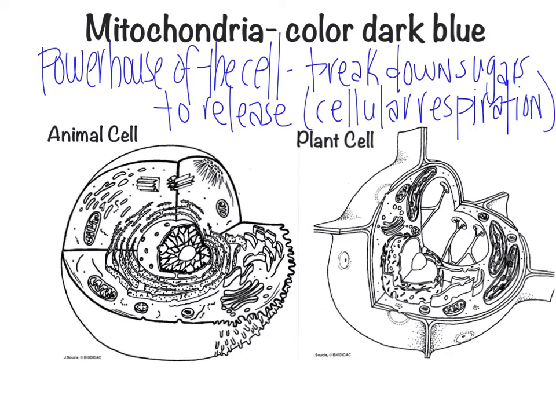Depending on how active a cell or area of the body is can depend on how many mitochondria they have. Something like a muscle cell is going to have way more mitochondria than a skin cell. To me, they look kind of like jelly beans. Here's one here in our animal cell. Here's another one. Looks like there's one over here. We go over to our plant cell. There's one here, one here. Those are your mitochondria, the powerhouse of the cell.